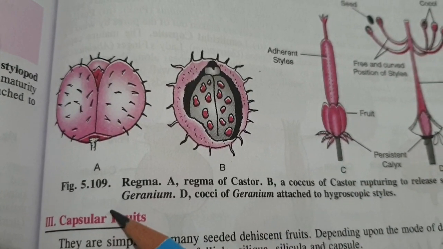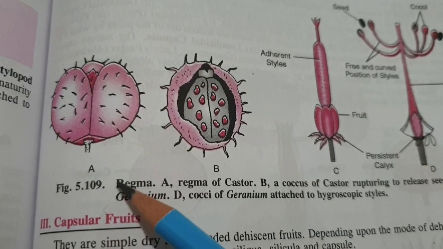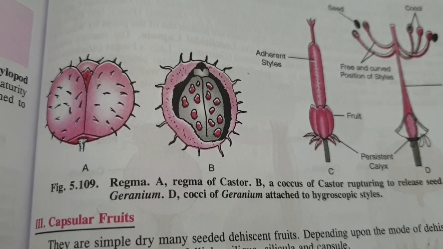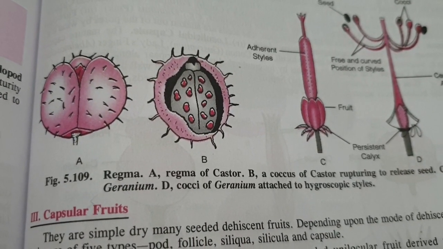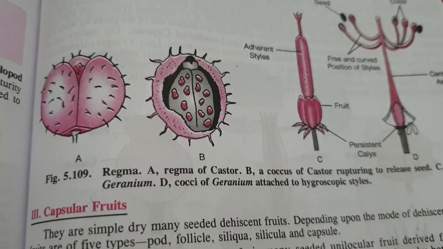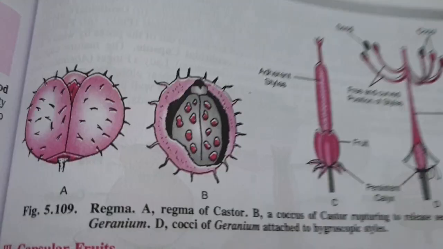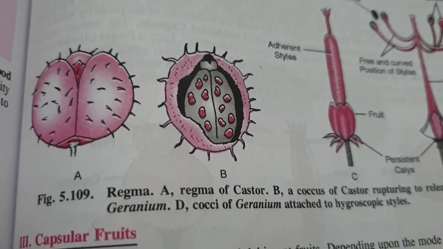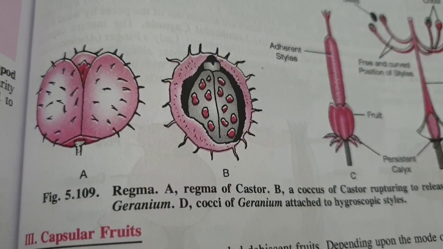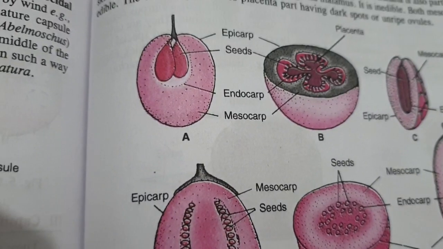Then next is the regma. Here the fruit breaks up into single seeded dehiscent part called the cocci. Okay, so these are the different types of schizocarpic fruits. The next type is the simple succulent fruit.